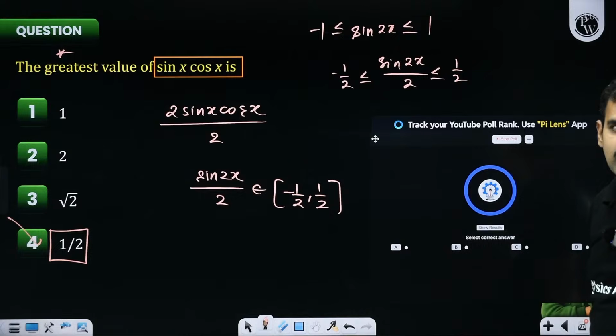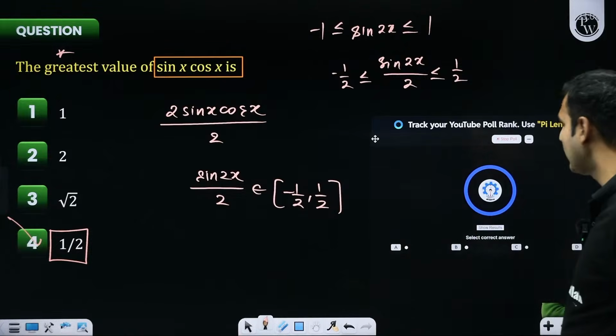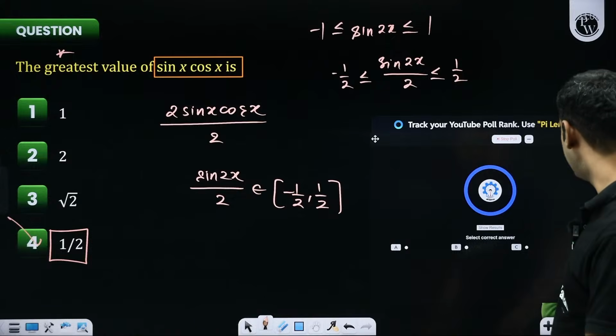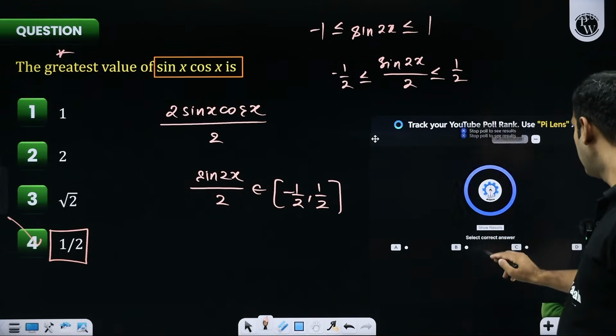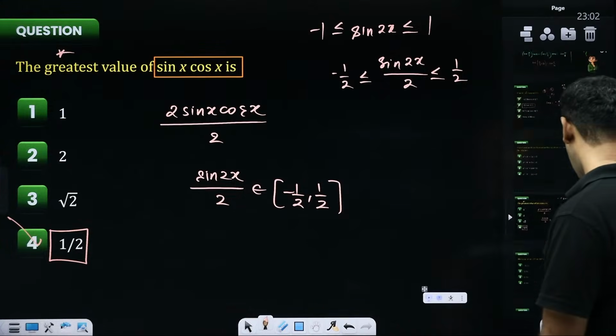I think another few minutes, I'm almost done. The last set of questions we are doing, and then we are done. So option D, 1 by 2. Very much surprised I am. Not many of you marked correctly. No worries. Let us solve a few more questions, everybody.